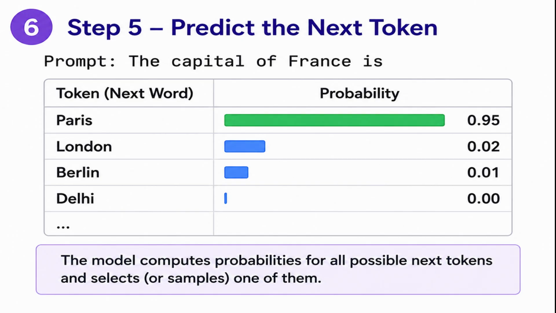Now let's talk about token prediction. Once the transformer has processed the prompt, it predicts the next token. Let's take a simple example. Suppose the prompt is, the capital of France is. Okay. Now the model assigns probabilities to all possible next tokens. Paris might receive a probability of 95%, London might receive 2%, Berlin may receive 1%. Based on these probabilities, the model chooses the next token. Usually it selects the most likely one. Also, different sampling strategies can make the response more creative. That's how the next word is generated.